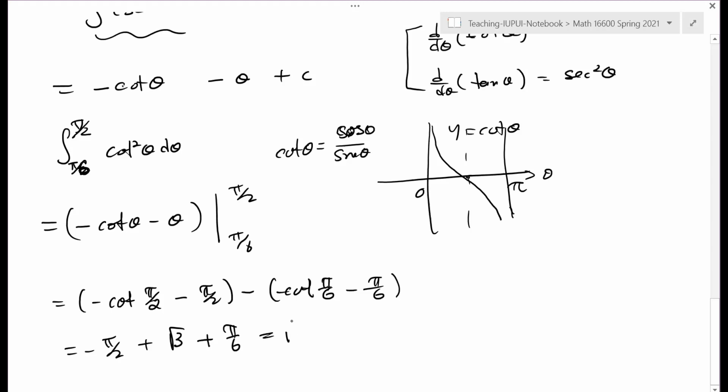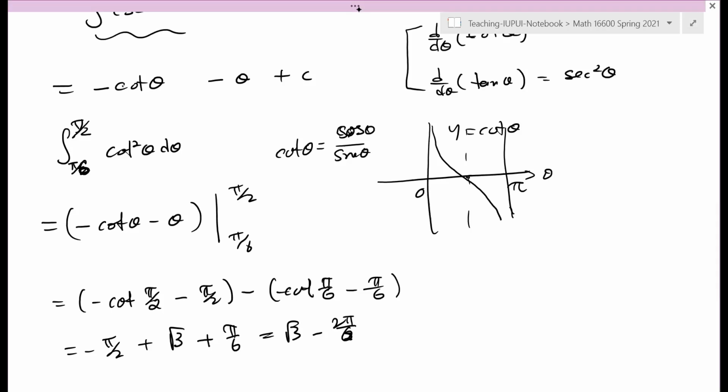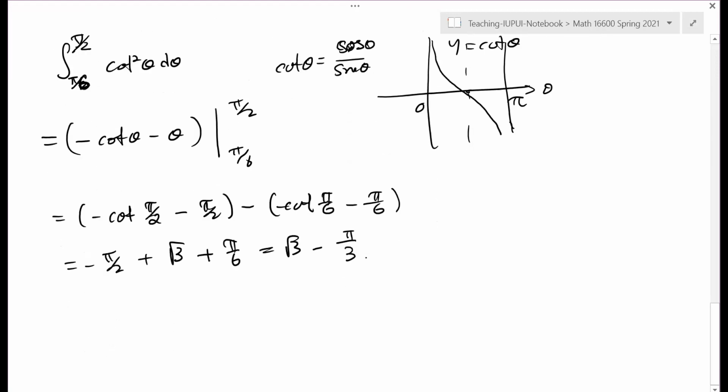So that will be square root of 3 minus 2 pi over 6. Right, that's 1/3 of pi. And this should be a positive number. If it's not a positive number, then it's wrong.